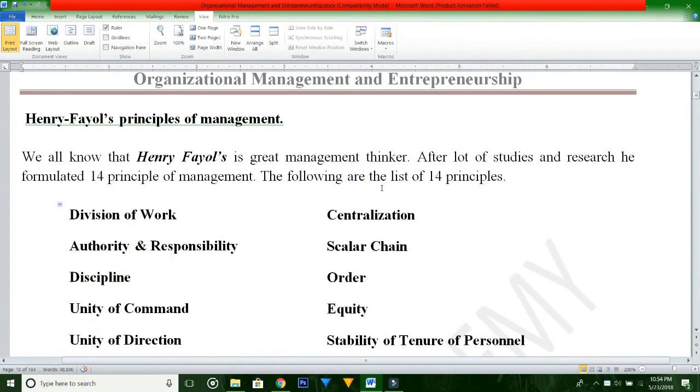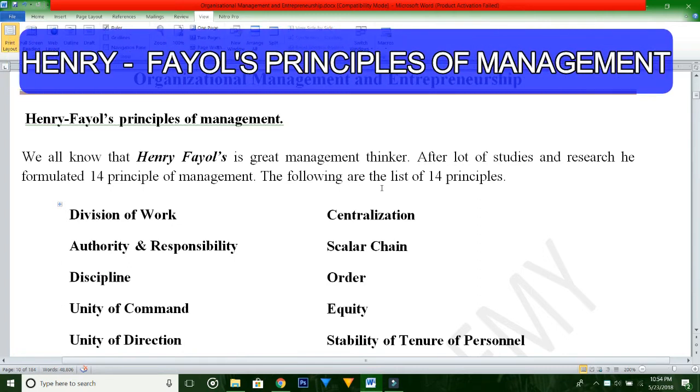Henri Fayol, Principles of Management. We all know that Henri Fayol is a great management thinker. After lots of study and research, he formulated 14 principles of management. The following is the list of 14 principles.